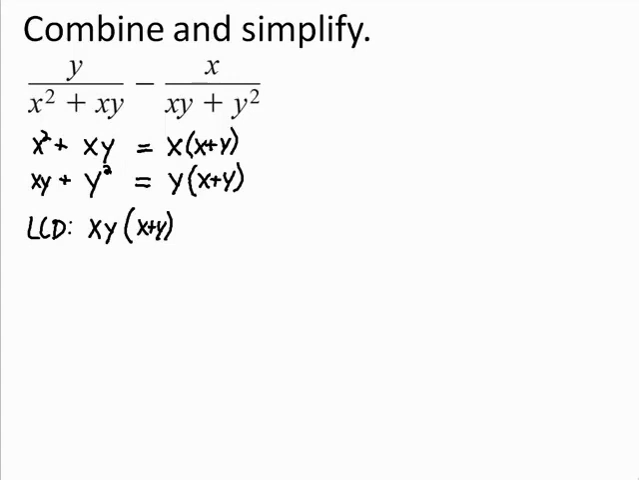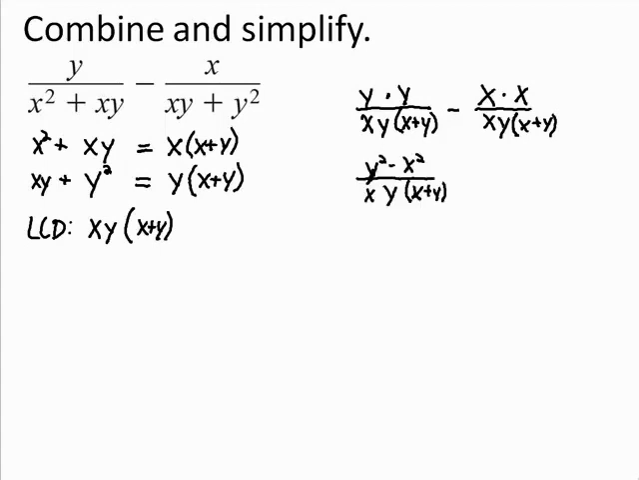Multiply the first fraction by y divided by y and the second fraction by x divided by x. Y times y divided by x times y times the quantity x plus y, minus x times x divided by the quantity x times y times the quantity x plus y. Now that each fraction has the same denominator, subtract the numerators. Y squared minus x squared divided by x times y times the quantity x plus y.